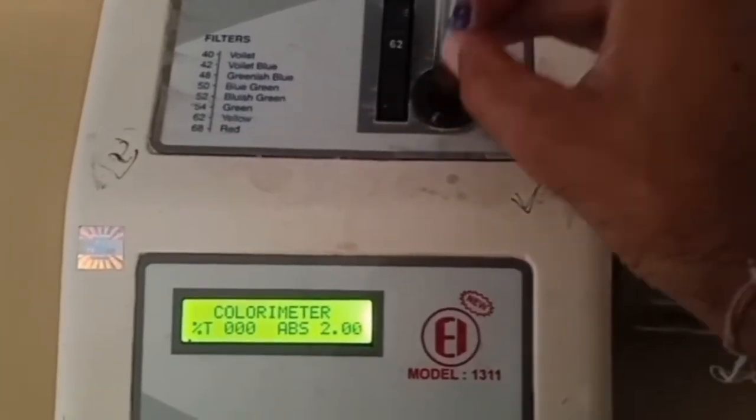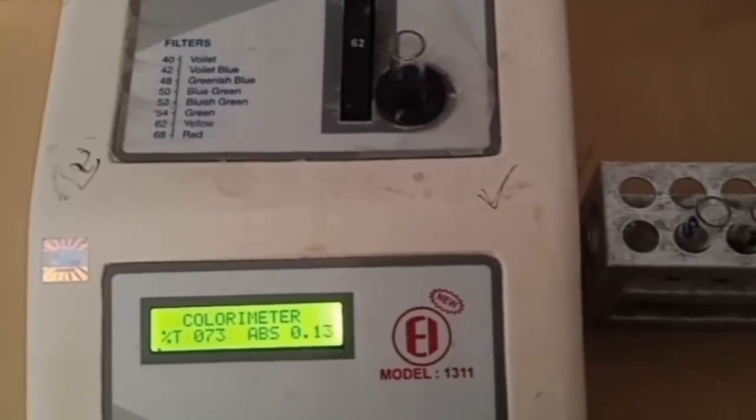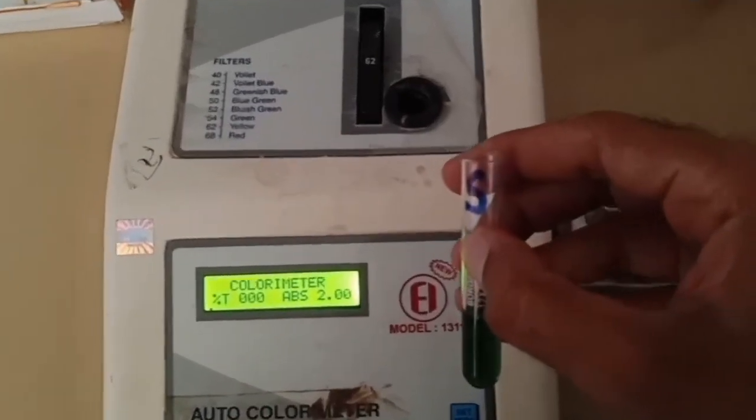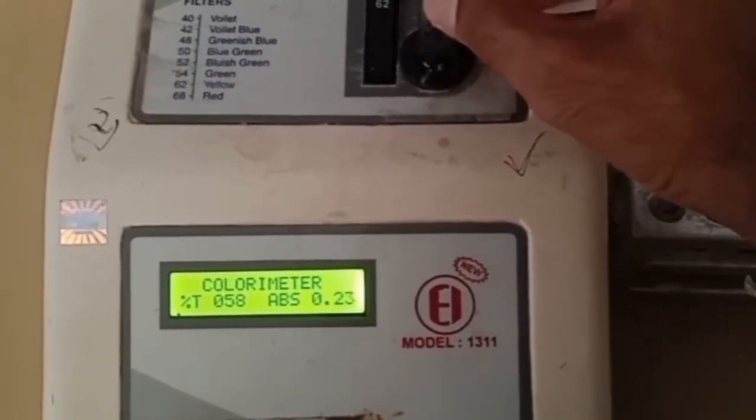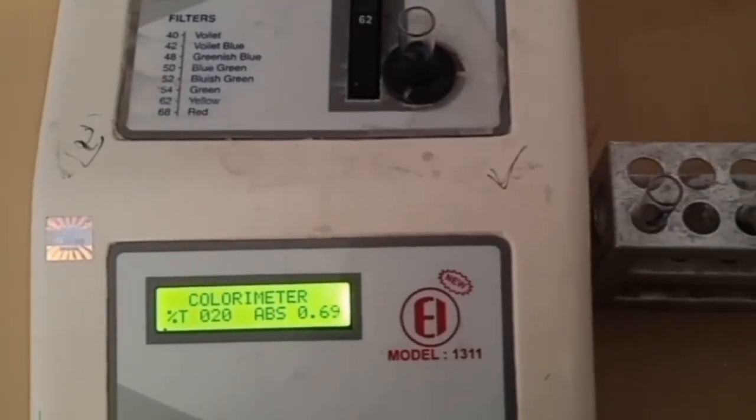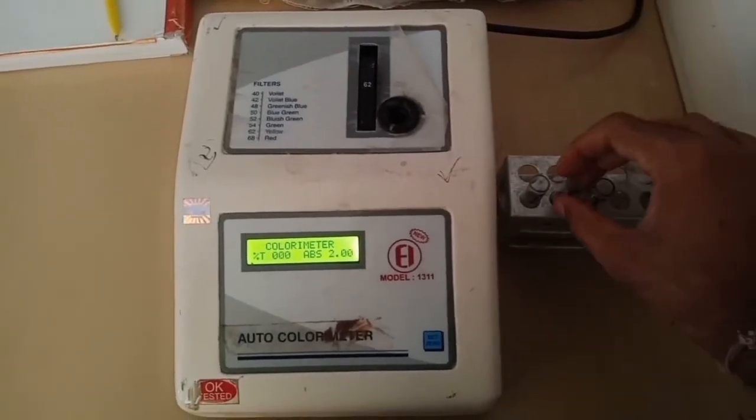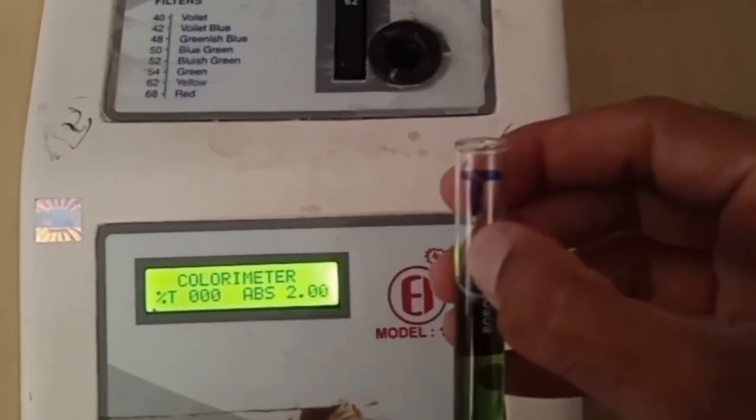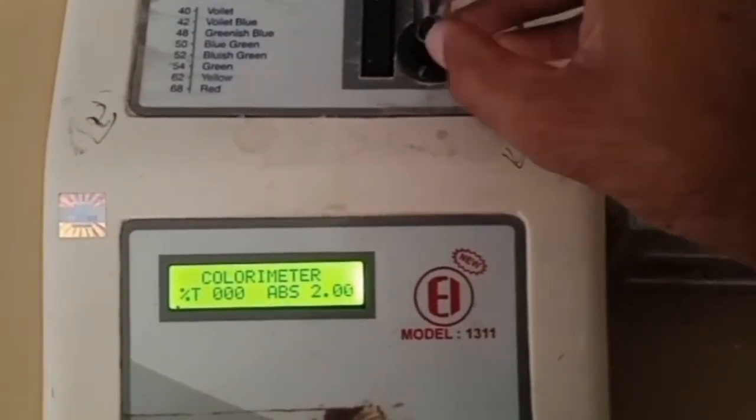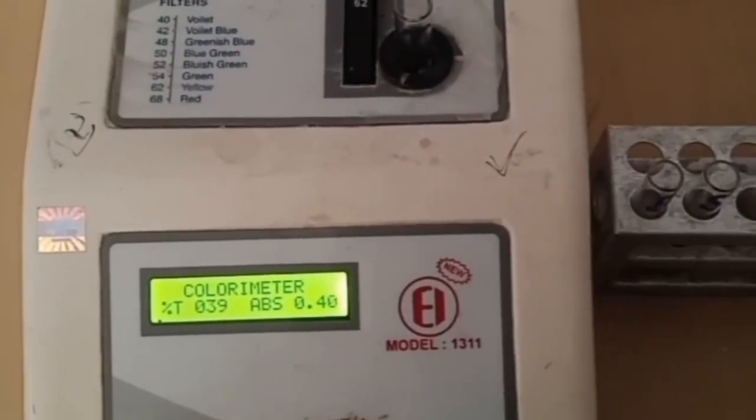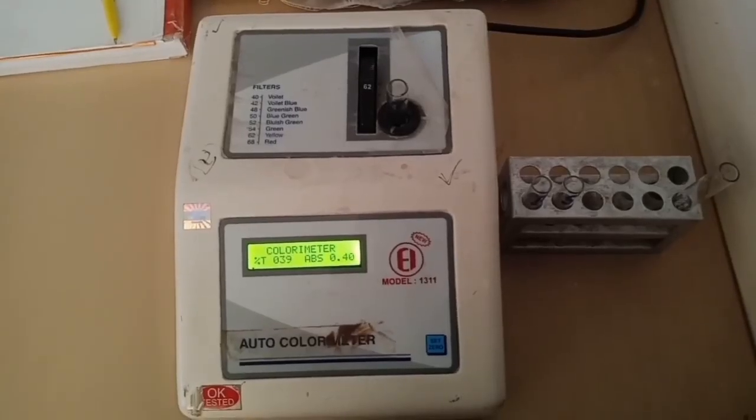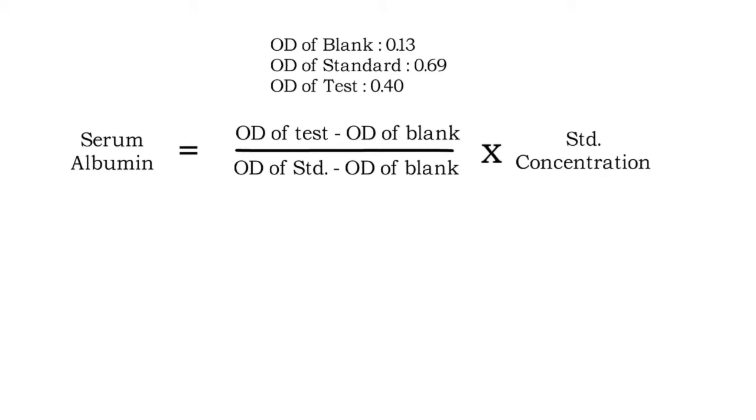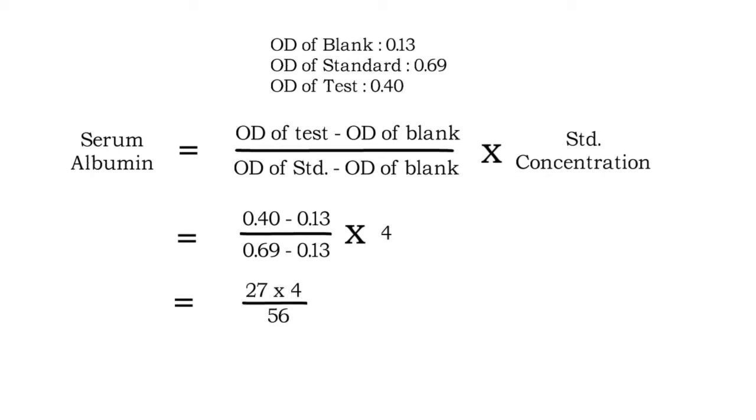OD of blank is 0.13. OD of standard is 0.69. And OD of test is 0.40. Now put these values in formula. The concentration of serum albumin is 1.92 gram per deciliter.